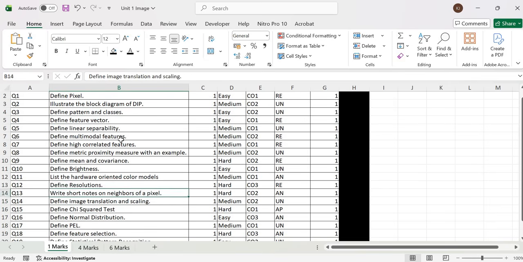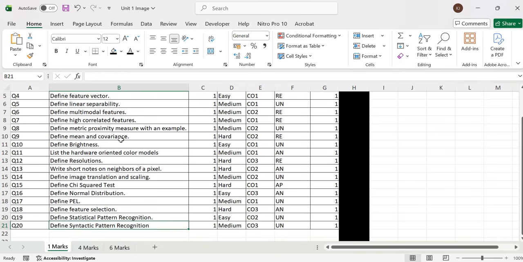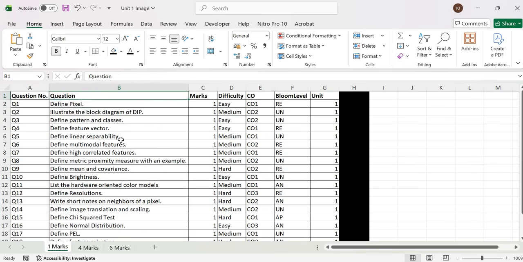And we can compare brightness, contrast, and many more things. You can compare with statistical pattern recognition and syntactic pattern recognition. So, very important tip for you, just prepare one line definition separately in the notebook. Like if I'm asking pixels and define PEL, so you can prepare some definitions in your notebook.